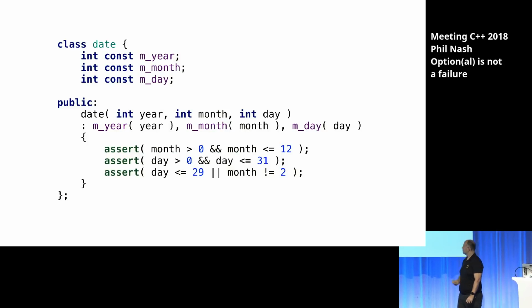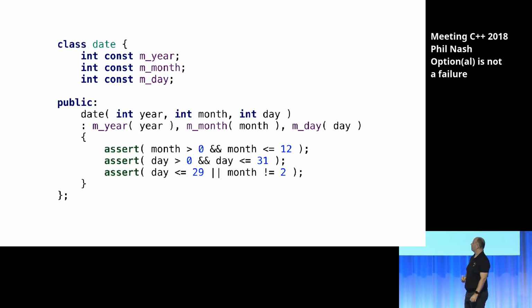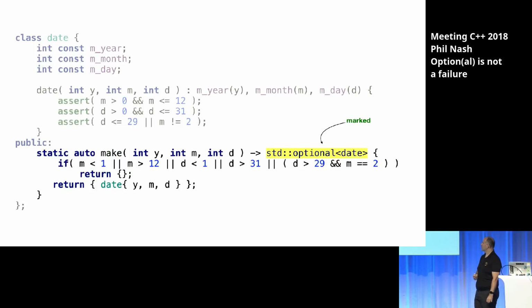This is an example of a date class. I originally had an example earlier, but I had to pull it out for time, so I'm picking up from there, where I was sort of trying to build a bit of a contract. But instead of having this contract-based version, we want to return a std::optional instead.